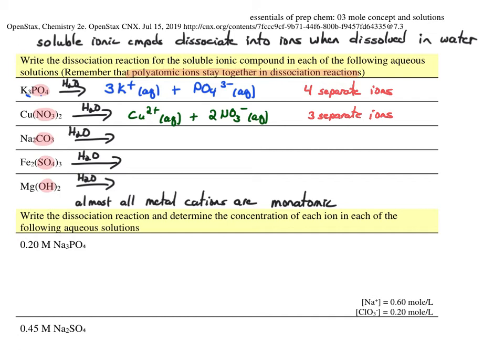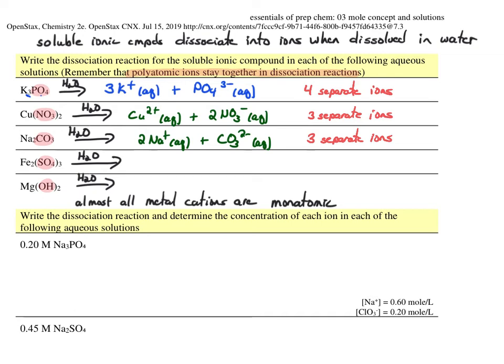Looking at sodium carbonate, we have 2 sodium + ions and a carbonate ion, for 3 separate ions from each formula unit of sodium carbonate.